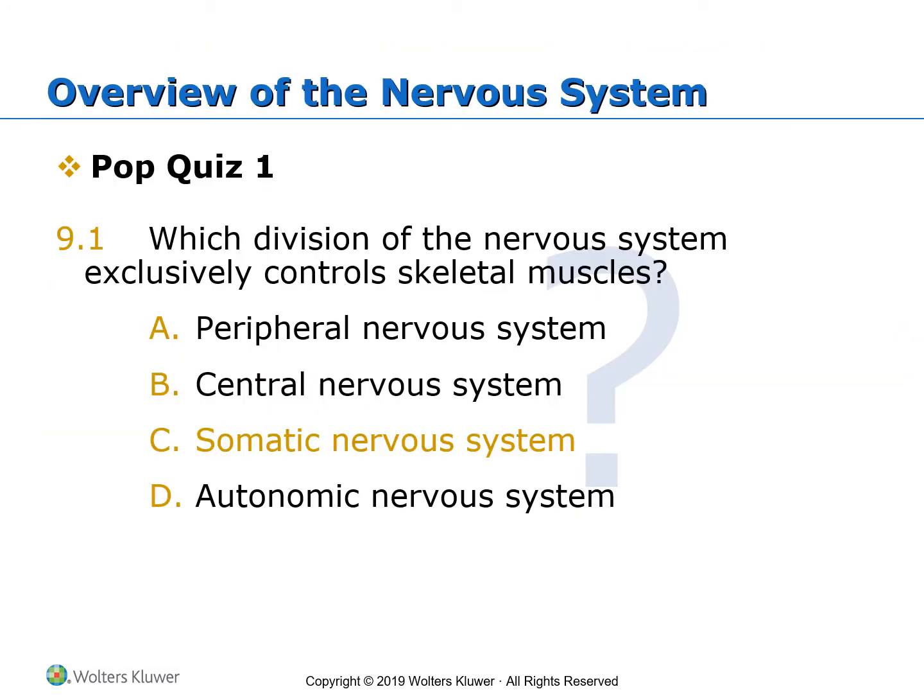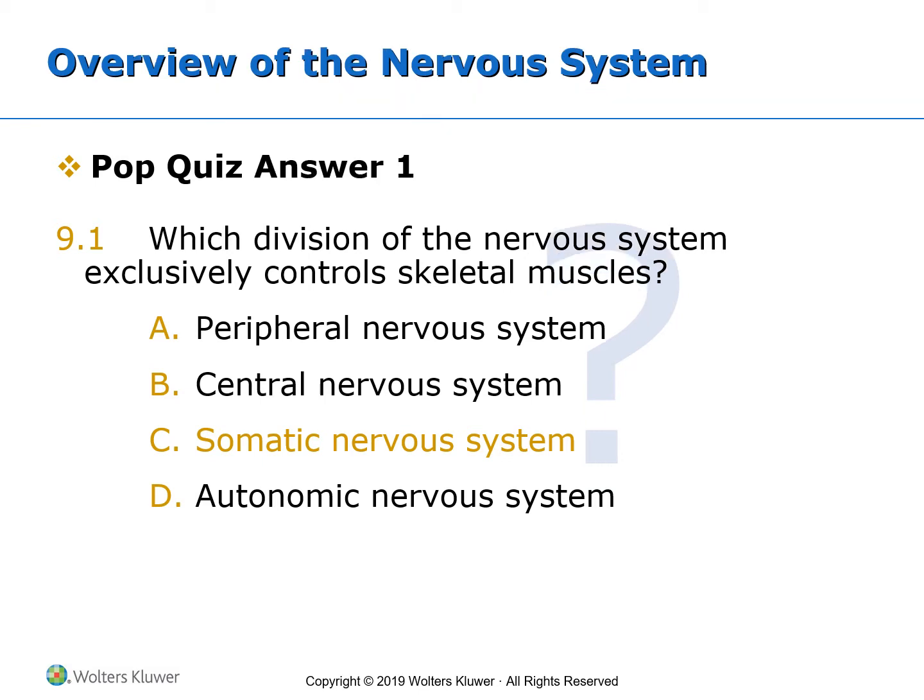Question number 1 asks, which division of the nervous system exclusively controls skeletal muscles? The options are peripheral nervous system, central nervous system, somatic nervous system, or autonomic nervous system. The answer is the somatic nervous system, which exclusively controls skeletal muscles.